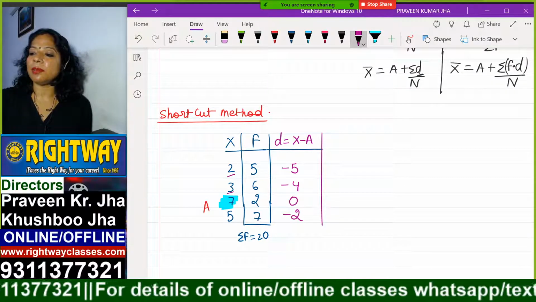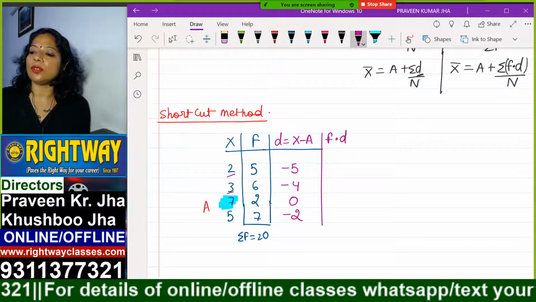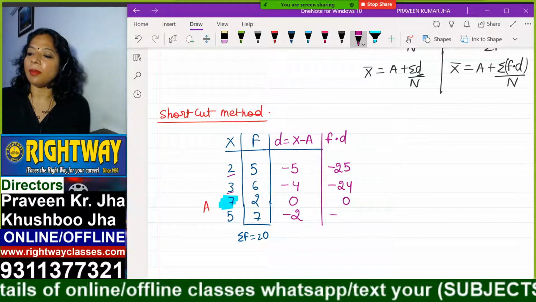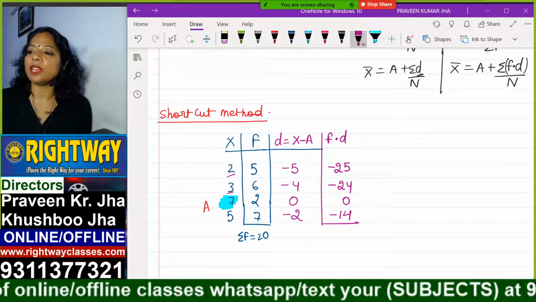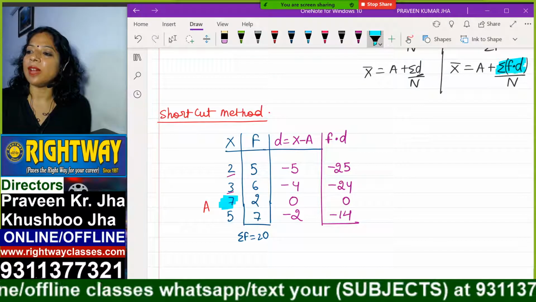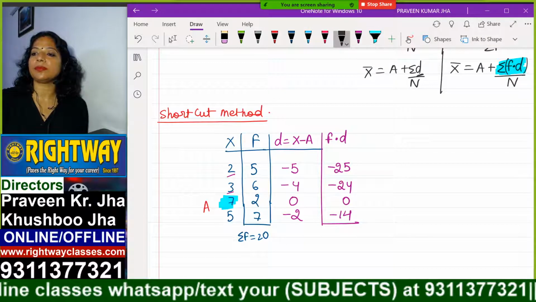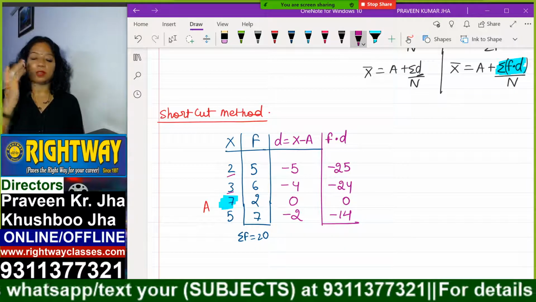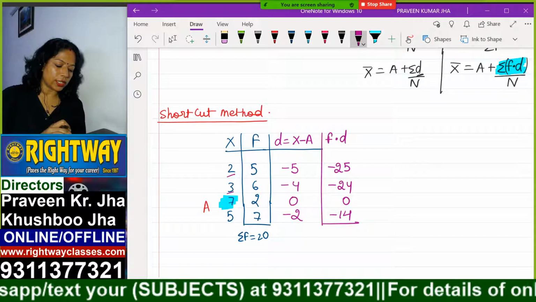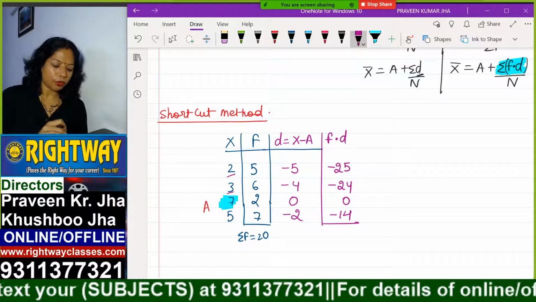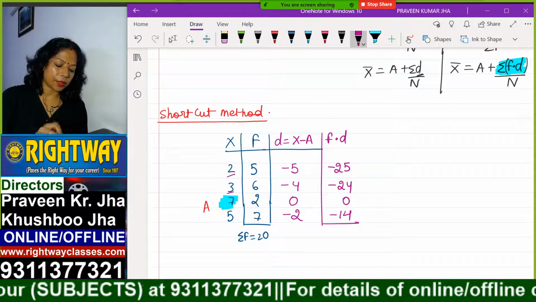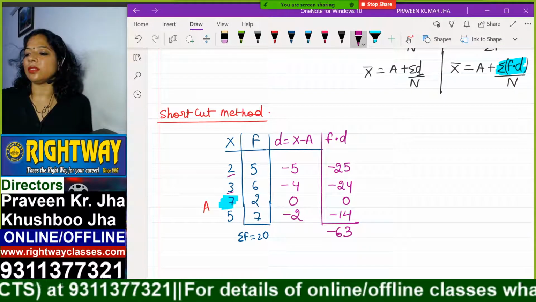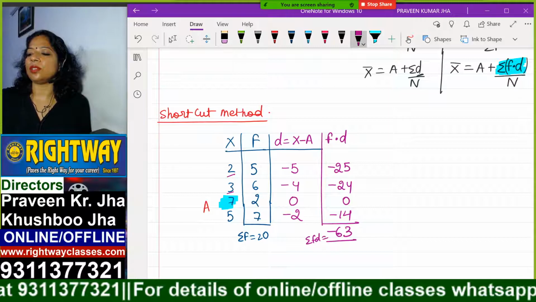And then we are multiplying f with d also. So it will be minus 25, minus 24, 0, minus 14. And according to the formula, we have to find summation fd also. So summation fd will be how much? Minus 25, minus 24 and minus 14. So 24 plus 25 plus 14 is equal to 63. So summation fd is equal to minus 63.